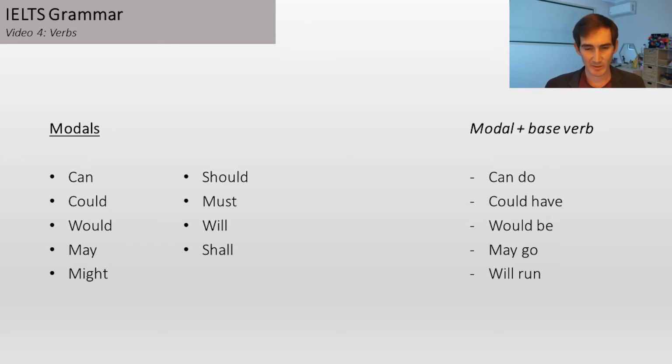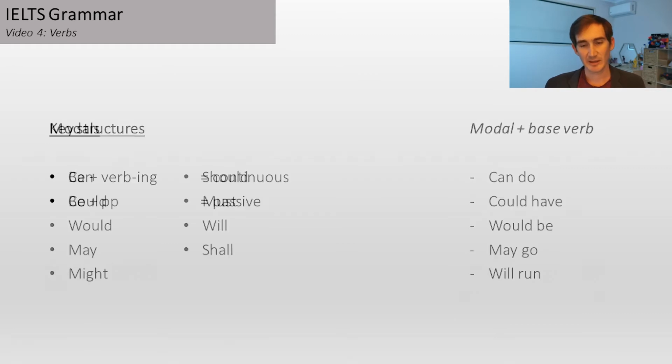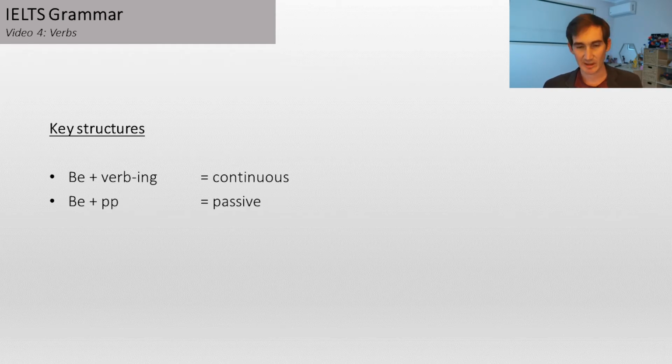Some key structures that we also need to know are the continuous and passive structures. Now, continuous is a form of be plus verb ing. A passive structure is form of be, again, but plus pp this time.